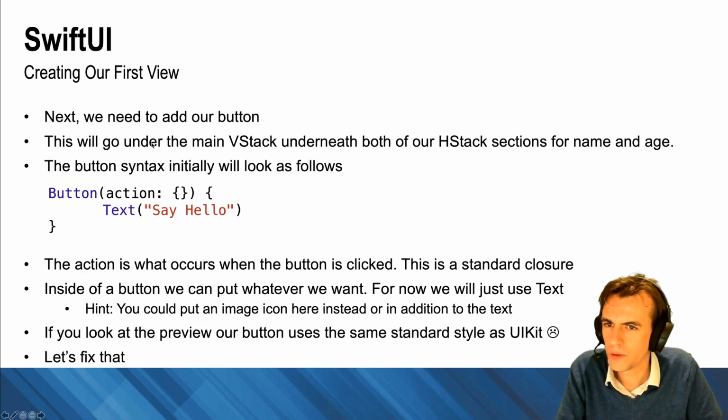Next, we need our button. We just put this in the VStack underneath our two HStacks. There's some content for the button, and that's this text, but it could also be an image, as my slides below here say. And then we have a block here, which is a closure that's the action that happens when the button is clicked.